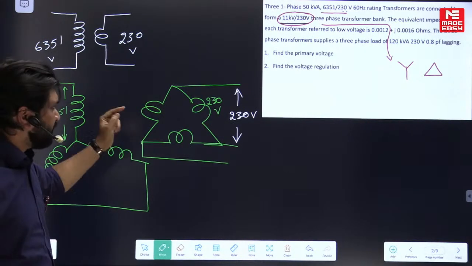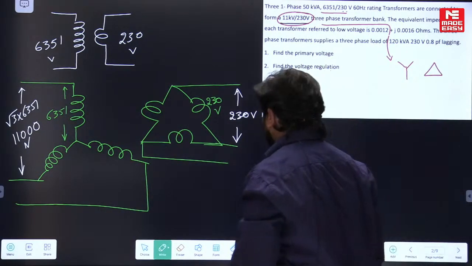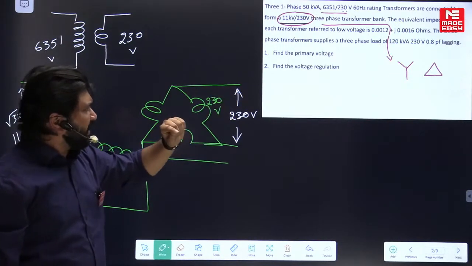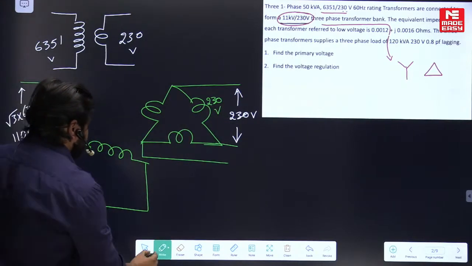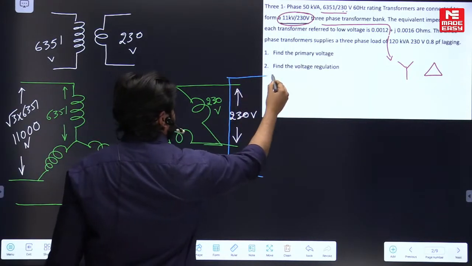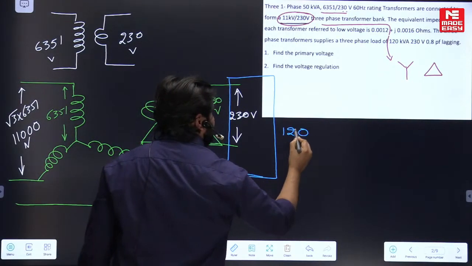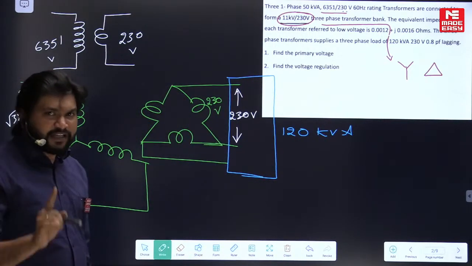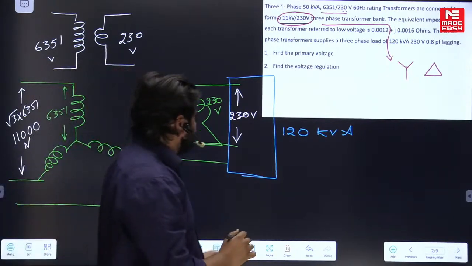Now this transformer has R value and X value given, referred to the LV side. And the question contains a load of 120 kVA across this three-phase transformer. Here there is a three-phase load, 120 kVA. So first what we'll do is calculate the currents in the windings, which helps us solve the question easily.